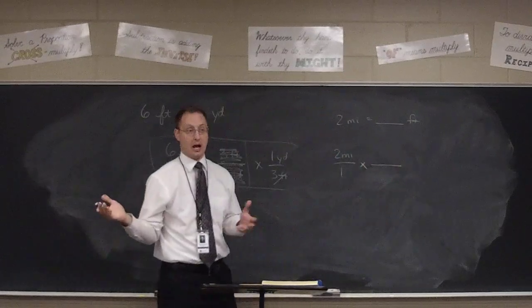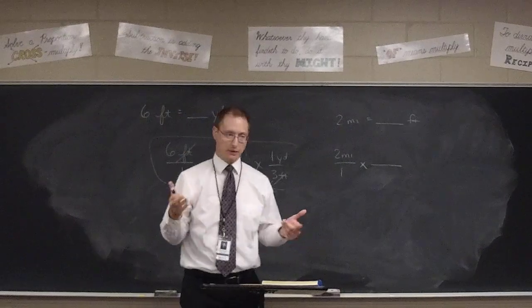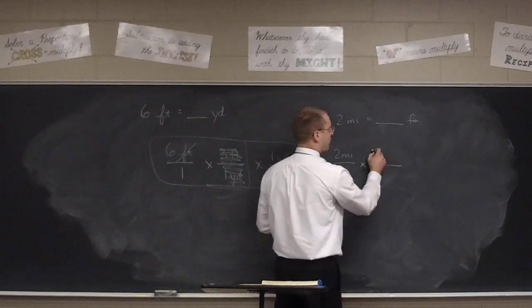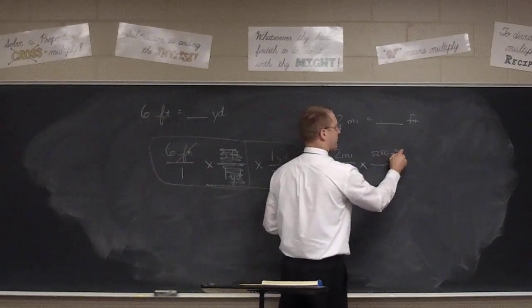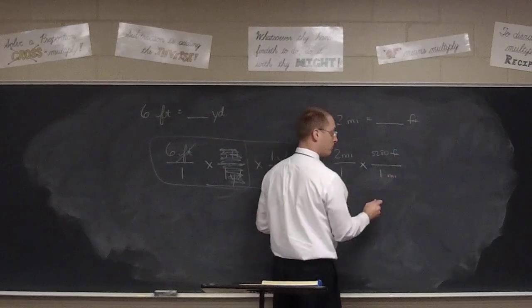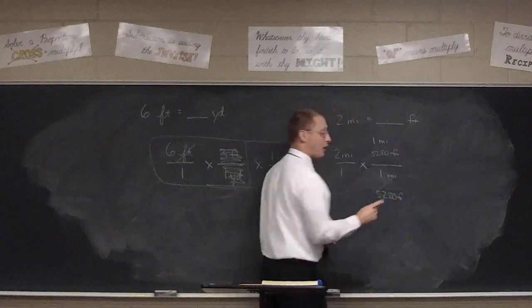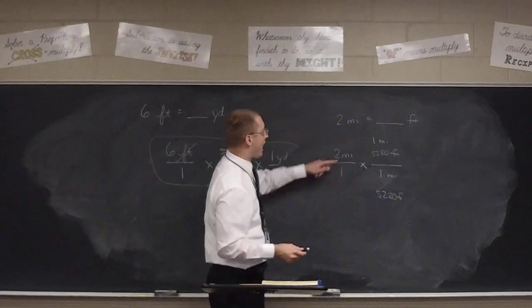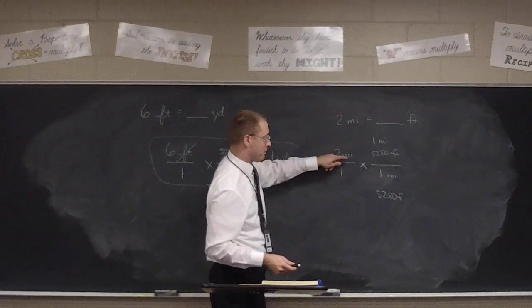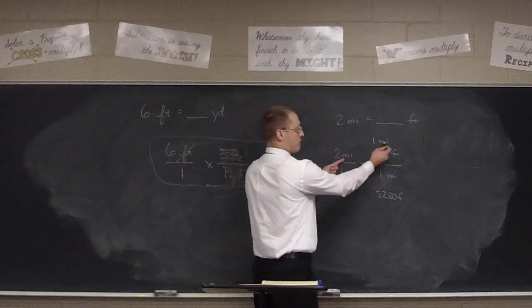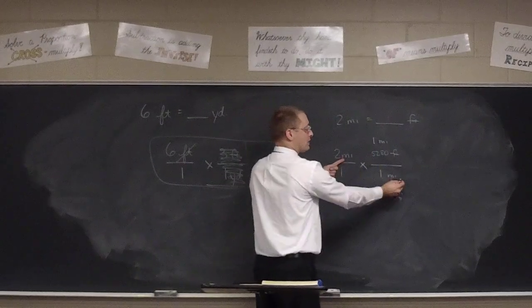Now, we know, class, there are how many feet in a mile? 5,280. Question, should I put 5,280 feet over 1 mile, or should I put 1 mile over 5,280 feet? How do you know which way to set it up? I want the mile to cancel with another mile. Would the mile cancel with a mile up here, or would it cancel with a mile down here?